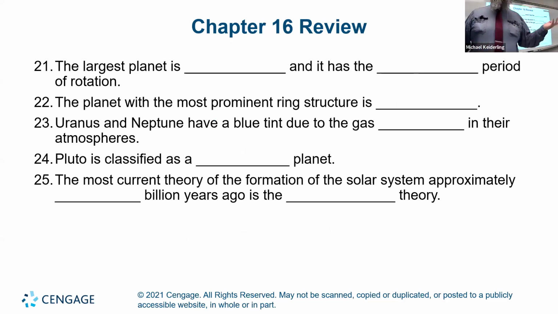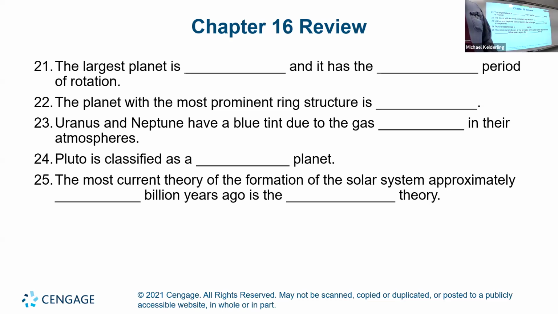And Uranus and Neptune both have a blue tint due to the gas methane in their atmospheres, which scatters blue light. And Pluto is classified as a dwarf planet because it is not big enough to clear its orbit of other material. It doesn't dominate its orbit.